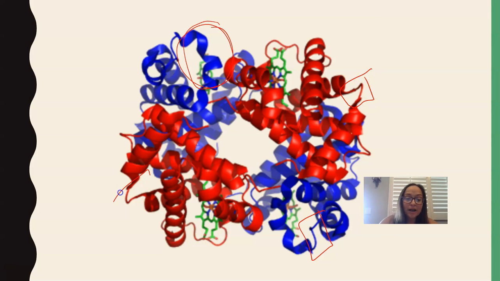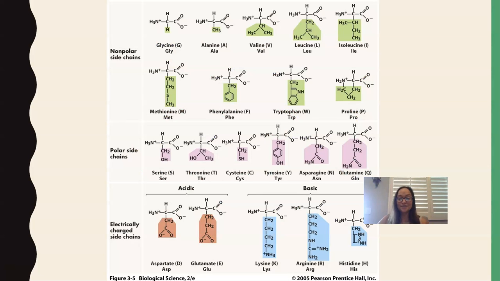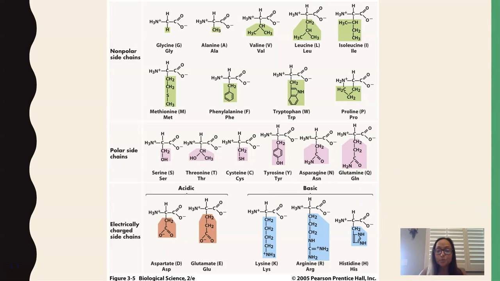That is going to be your beta pleated sheets. All right, so now we're going to talk about the tertiary structure. And the tertiary structure is really dependent on the interactions of the R groups. So how these R groups interact with each other is what determines how this protein is going to fold.